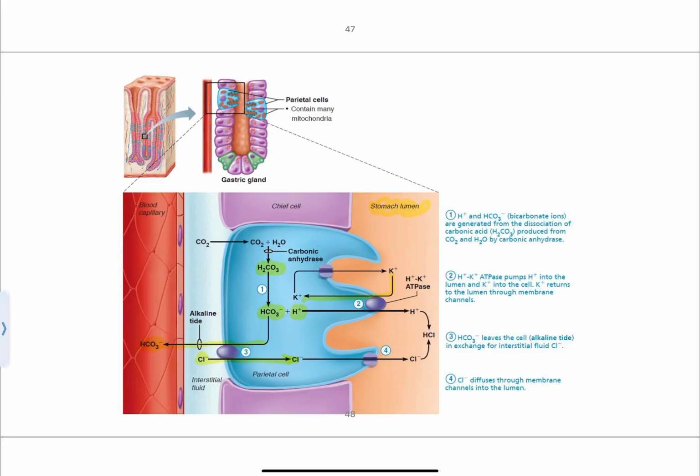And we saw that before in our red blood cell. The chloride ion enters into the parietal cell, is going to enter out into our stomach lumen, where it combines with the hydrogen ion that we generated from the breakdown of carbonic acid.